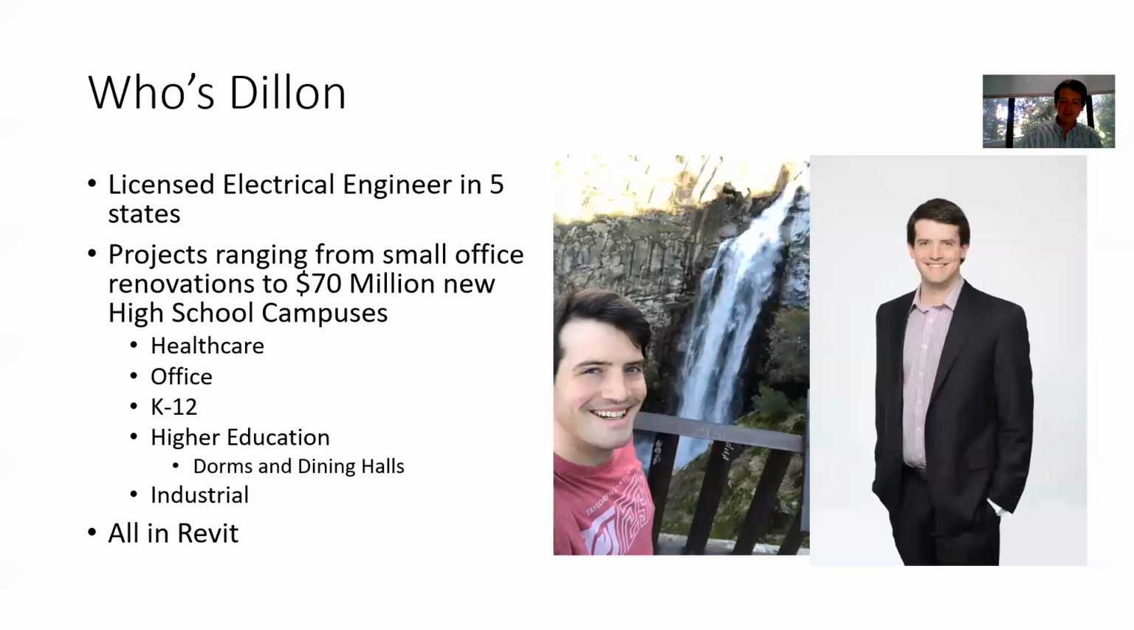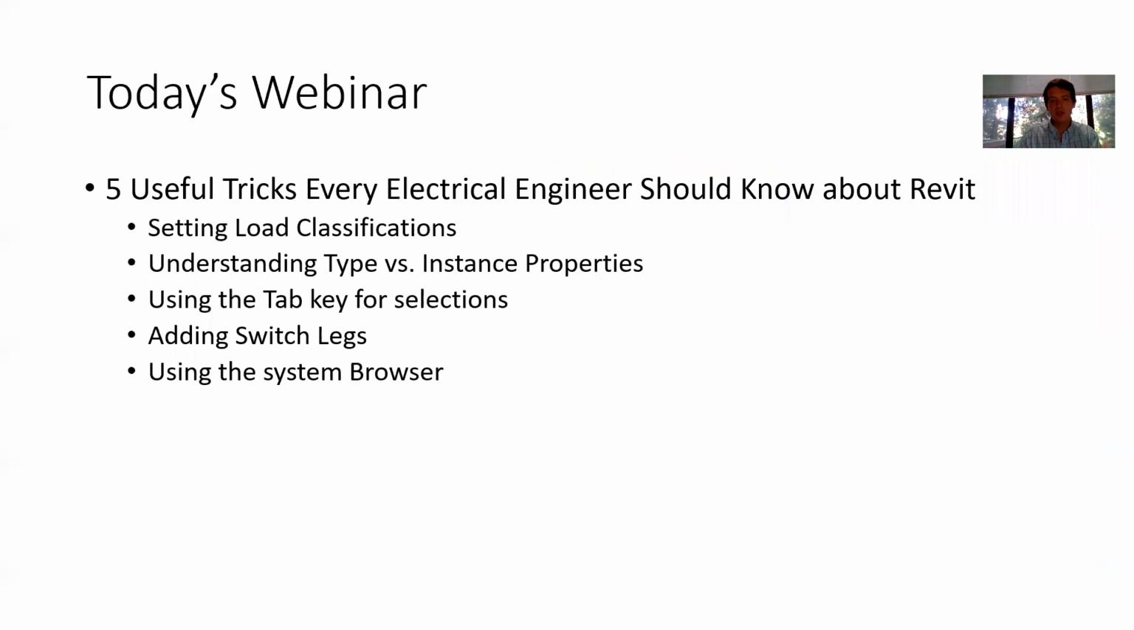that kind of stuff. So I've been in Revit for years, and today I wanted to go over 5 useful tricks that every electrical engineer should know about Revit. This has to do with load classifications, understanding type versus instance properties, how to use the tab key for some selections, adding switch legs, and using the system browser.